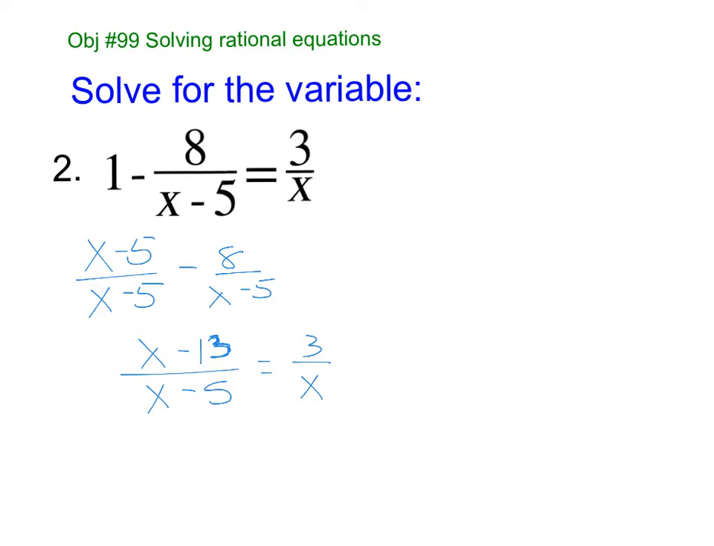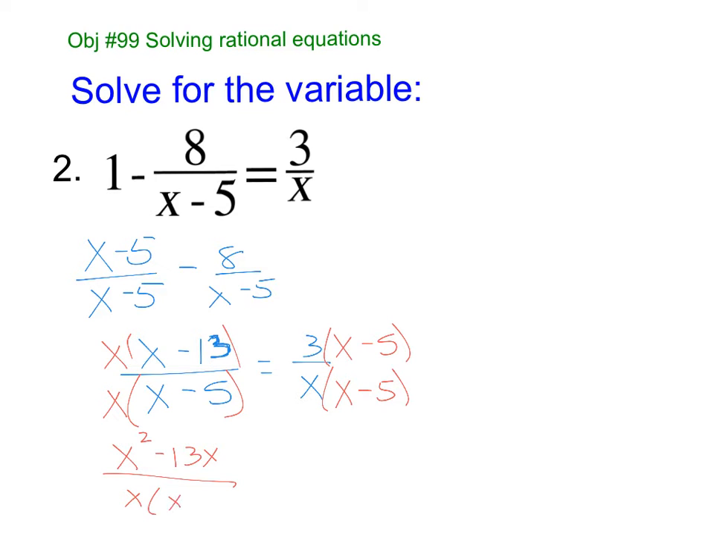The problem with cross multiplying is sometimes weird things happen. It is a method that, in this case, wouldn't be bad. I'm going to show you how I do it in my calc class, just to avoid errors. So I'm going to multiply the left side by x, and the right side by x minus 5. So now I have x squared minus 13x over x times x minus 5 equals 3x minus 15 over x times x minus 5.